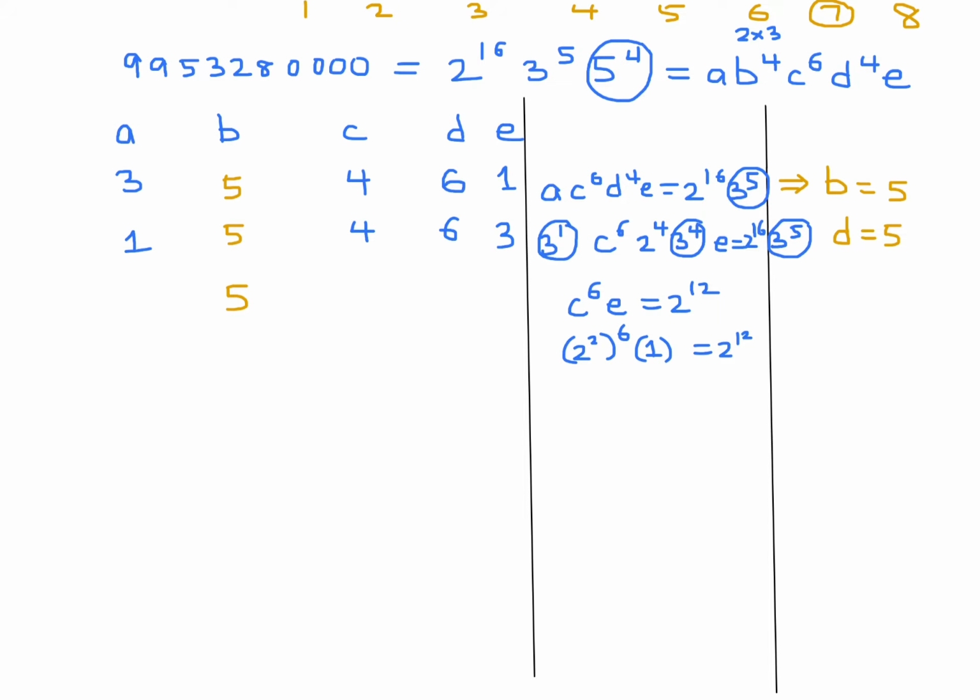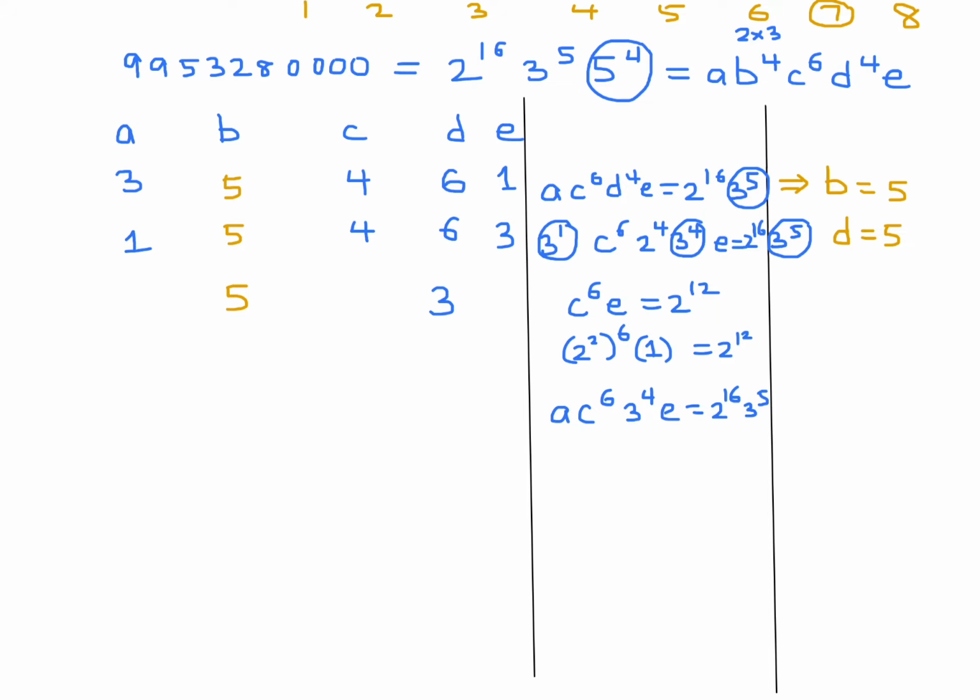Well, I've got a choice between c and d. If I put 3 as c, it's going to be too big. It'll be 3 to the power of 6, and we only want 3 to the power of 5. So my only choice left is d. So that means a times c to the power of 6 times 3 to the power of 4 times e is equal to 2 to the power of 16 times 3 to the power of 5. Well, that 3 to the power of 4 has to combine with one more 3.